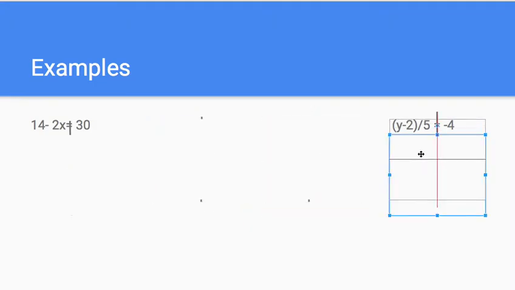Okay? There we go. So we've got 14 minus 2x is equal to 30. Now again, if we knew what x equaled, then I would just plug in, I would multiply first, and then I would do the 14 minus whatever 2 times x is. So the first thing I need to get rid of is the 14.